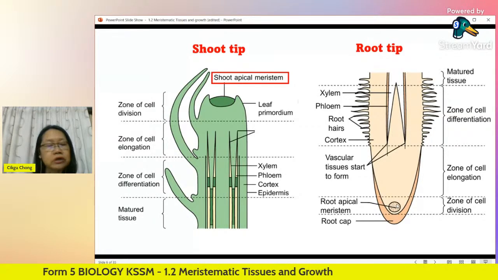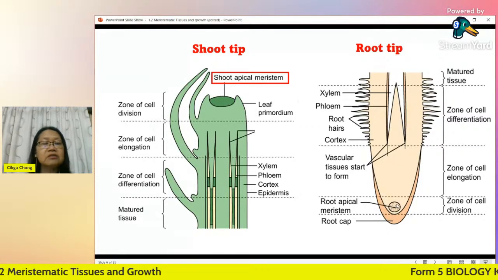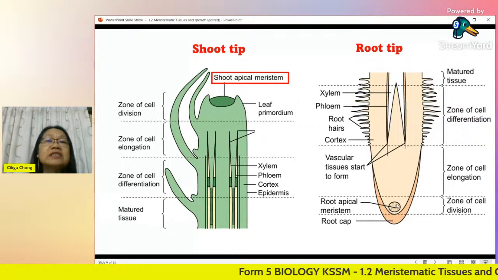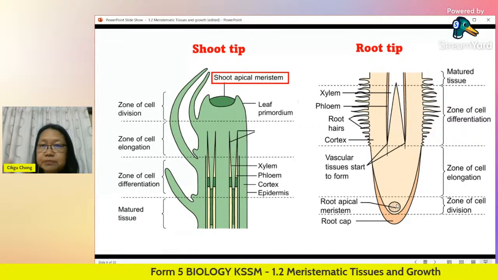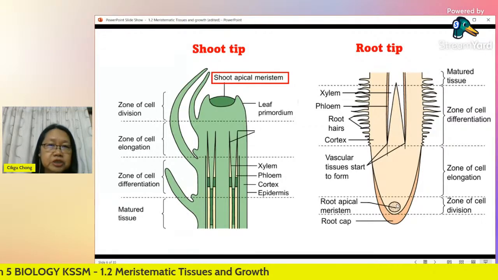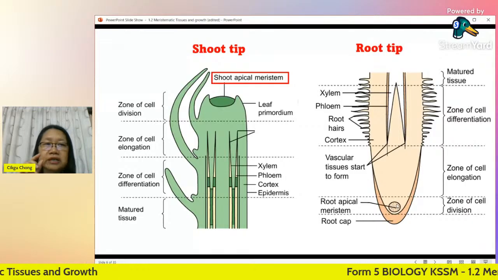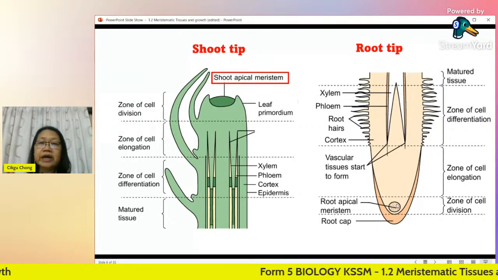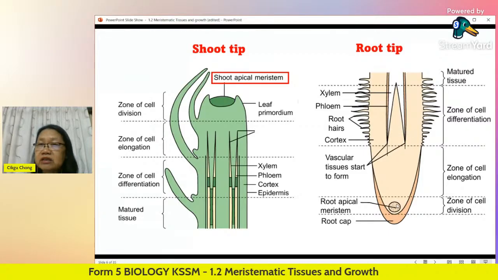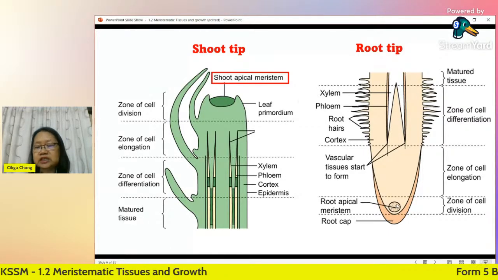They're already formed. You have the xylem and the phloem and all these tissues there. So they are mature tissues, which is after the zone of cell differentiation. This picture you can find in the textbook. It's a very important picture that you need to know how to label the three types of zones. Don't get it reversed. We always start from the tip, and we start with cell division, followed by cell elongation, and then cell differentiation.